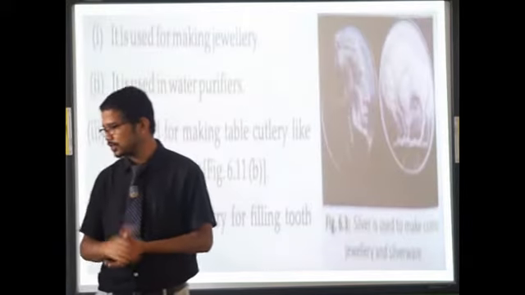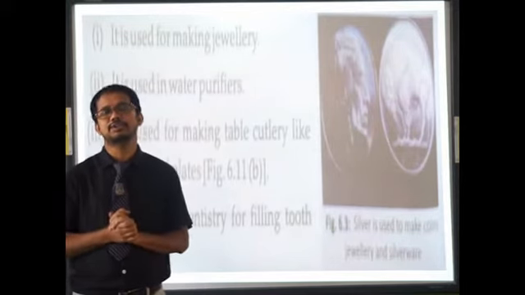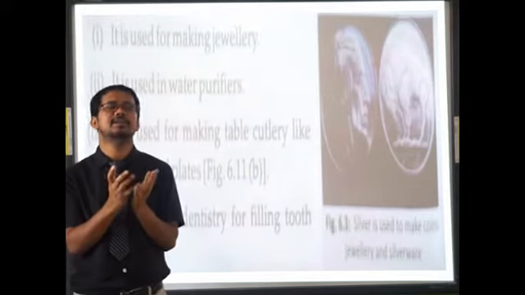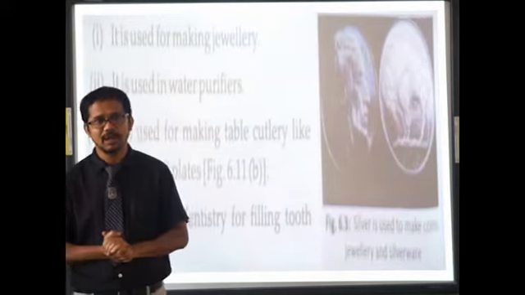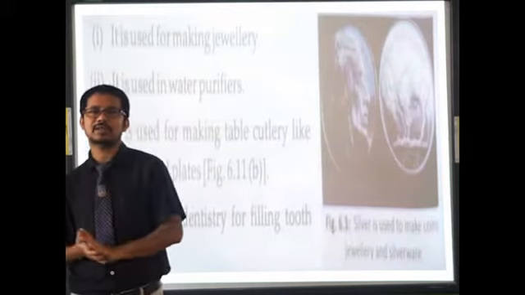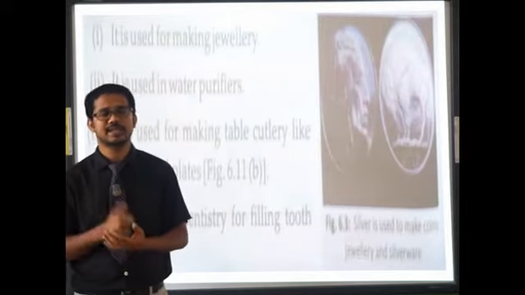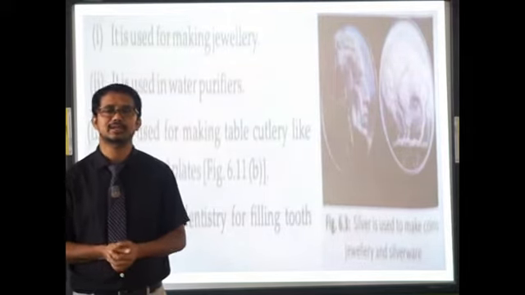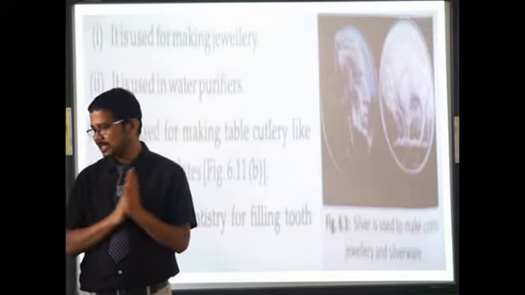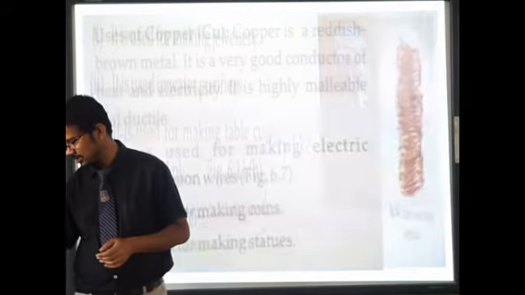It is used for making jewelry, and it is used as a water purifier. Even silver is used as a water purifier. If you put a silver coin in the container where you keep your filtered water, it will be purified again. So it can purify a lot. Because of this, the trend of throwing coins in seas and water bodies has come. But in those days they used to throw silver coins, and now we are throwing stainless steel, which is of no use. It is also used for making table cutlery, like spoons and plates, and in dentistry for filling tooth cavities.